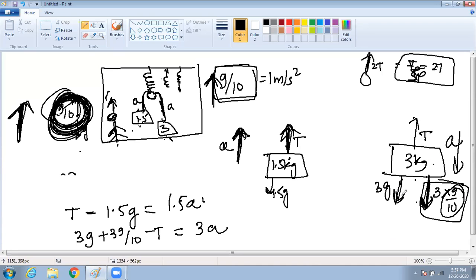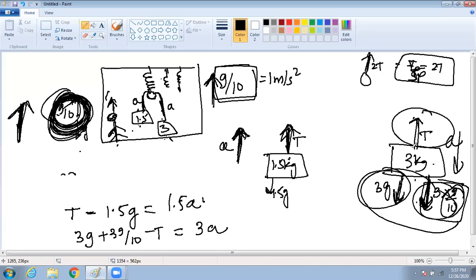So 3g downward, weight downward, pseudo force downward, tension upward. But the net direction is downward, so this force is more. This force plus this force minus this force is equal to the net force, that is 3a. Net force is 3a. Clear?